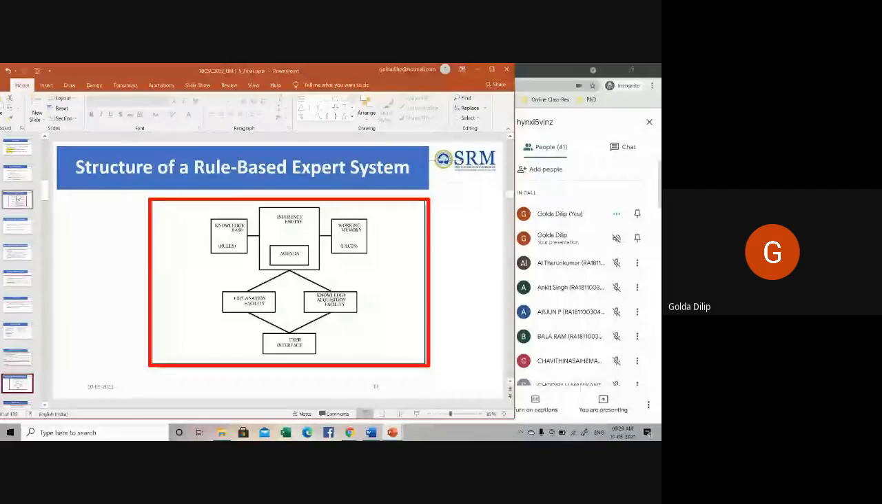Then you have a user interface. The user interface is about how the communication happens between the user who wants to get the solution and the expert system. Just like your GUI, graphical user interface, it is all about the communication between the customer or user who wants the solution and the expert system. Basically, what happens in a rule-based expert system is just matching of the rules to come to a conclusion.